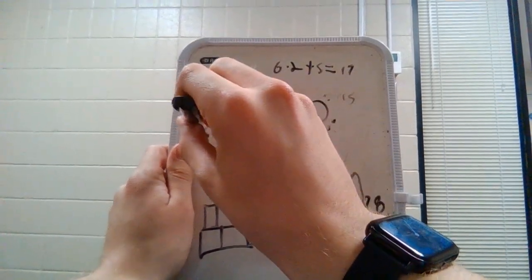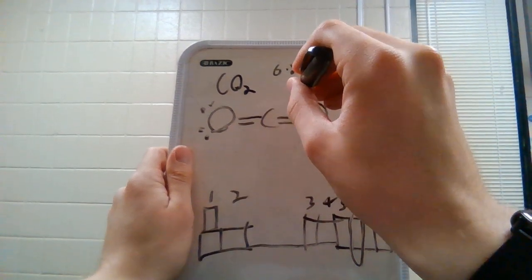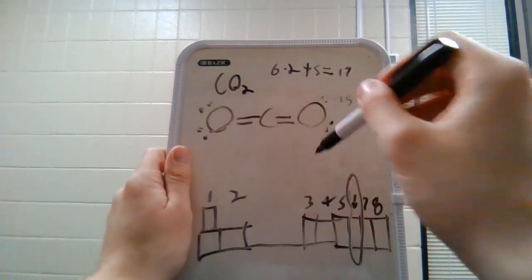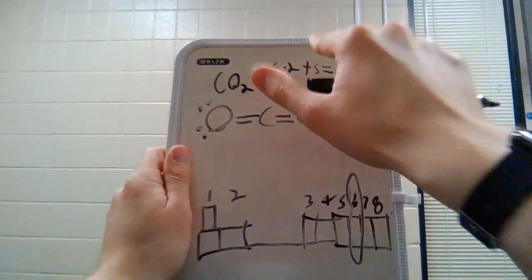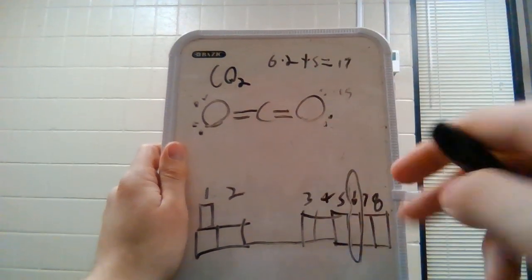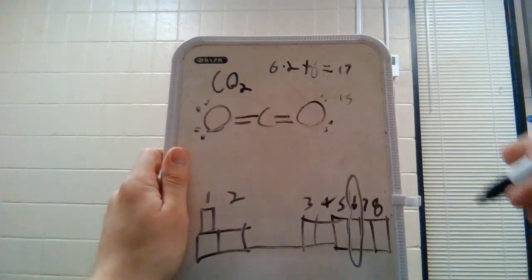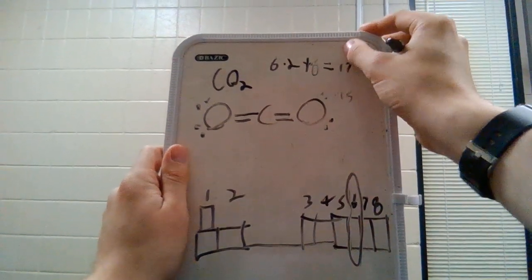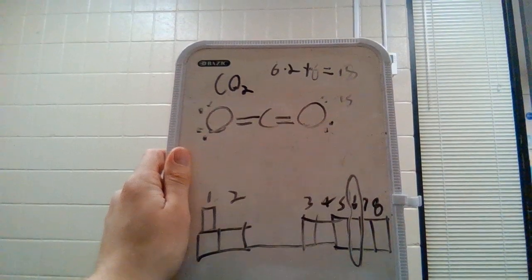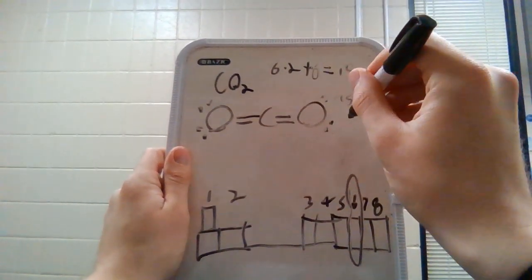1, 2, 3, 4, 6, 8, 10, 12, 13, 14, 15, 16. That's odd. What are we missing? I screwed up. And that's because carbon has 6 valence electrons. I am so sorry. 18 total. 2, 4, 6, 8, 10, 12, 13, 14, 15, 16.